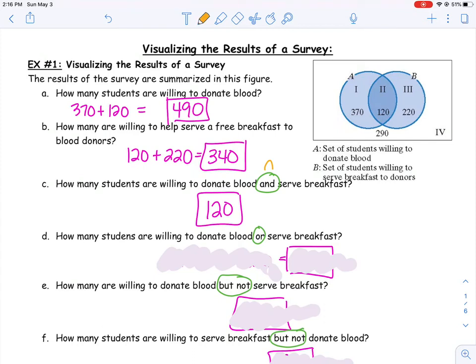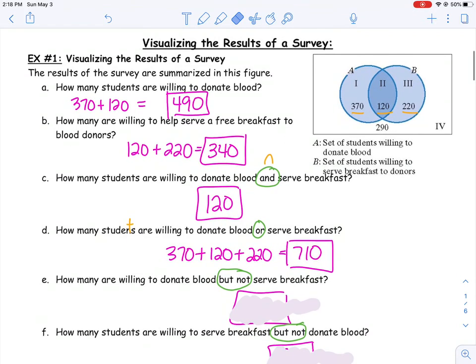Part D says how many students are willing to donate blood or serve breakfast. Now, you got to be careful here. 370 were willing to just donate blood. 220 were willing to just serve breakfast. But these guys in the middle were at least willing to donate blood or serve breakfast. They actually were able to do both. And so we need to make sure that we include all 3 of those pieces, because all of those sections were either people that were willing to donate blood or serve breakfast, not just the outside ones. We also have to include that 120 for a total of 710 students willing to donate blood or serve breakfast. Some of them just willing to do both.